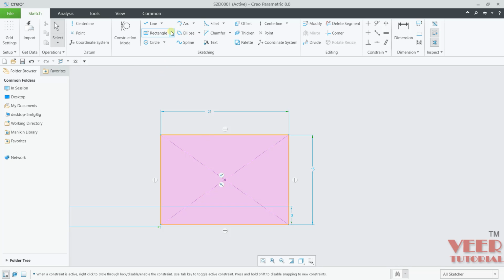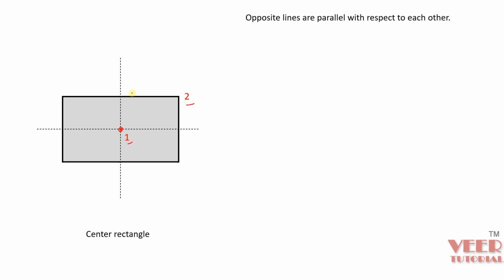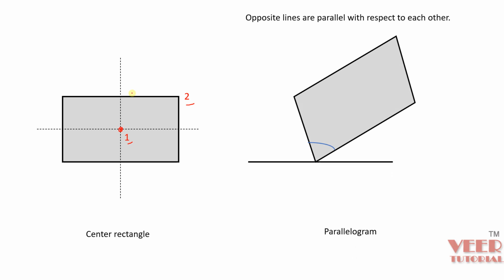The fourth type of rectangle we have is the parallelogram. In case of parallelogram, the opposite lines are always parallel with respect to each other. For example, you can see we have an example of a parallelogram. In this parallelogram, this is always at some angle. Let's say this is angle theta. This angle is not 90 degrees. Make sure, this is the difference between slanted and this type of rectangle, that this is not 90 degrees.